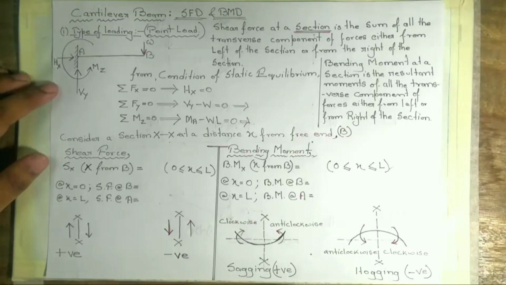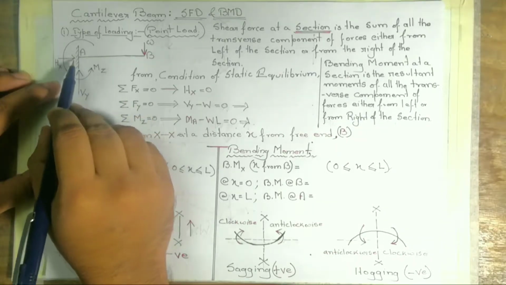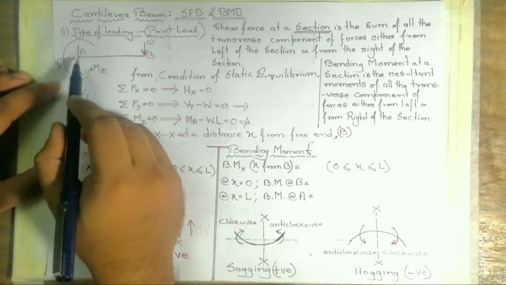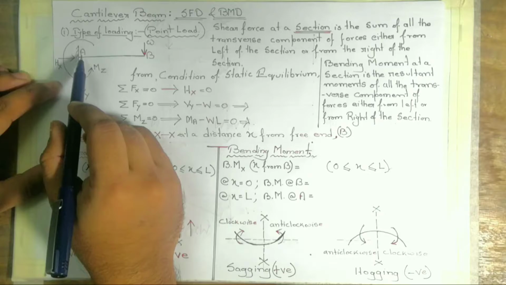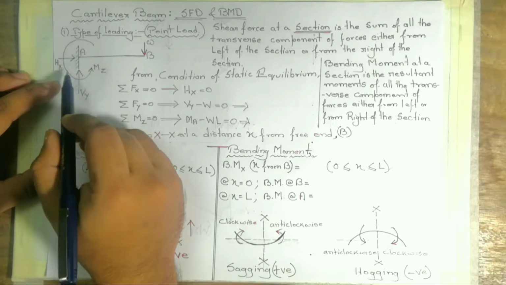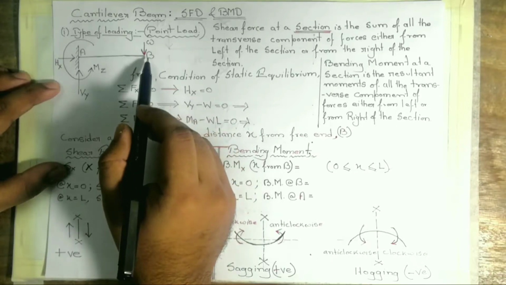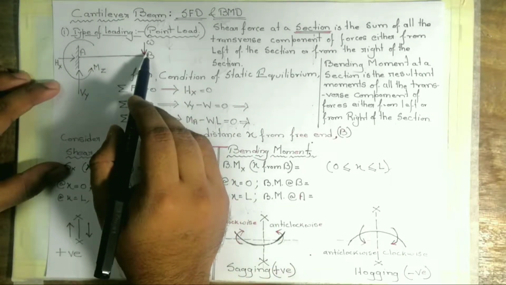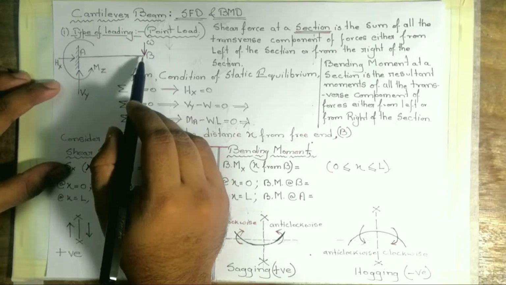Today we are going to find the shear force and bending moment diagram of a cantilever beam with point load. This is our cantilever beam. It is fixed at one end and free at the other end. Suppose point A is fixed, point B is free to move. At point B, we have placed a load W which is acting vertically downward.